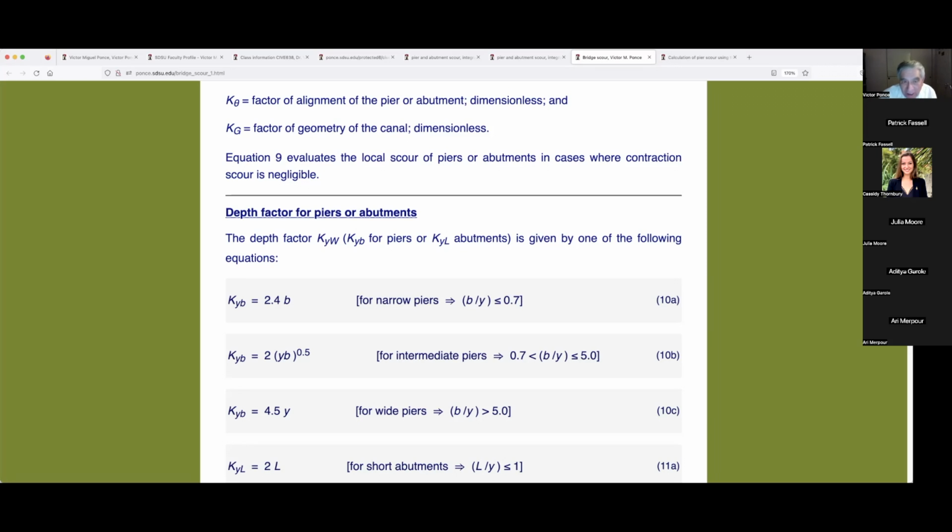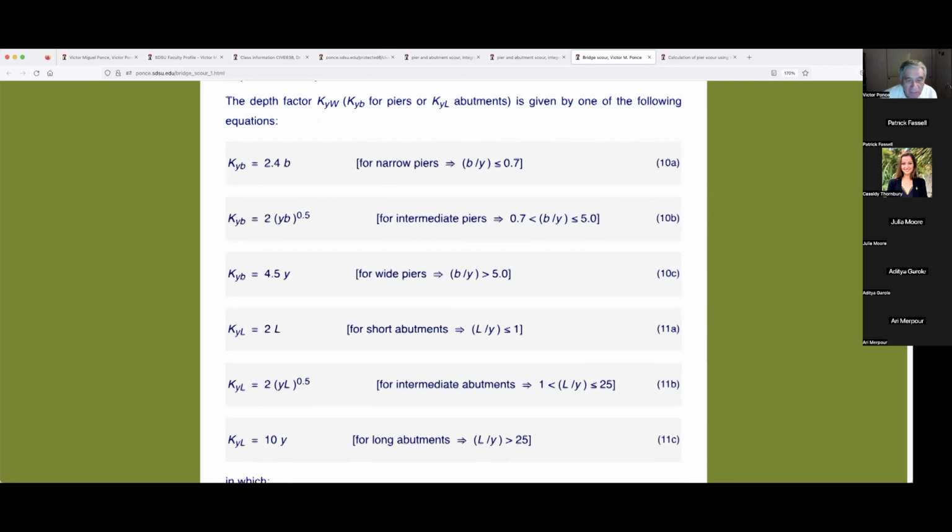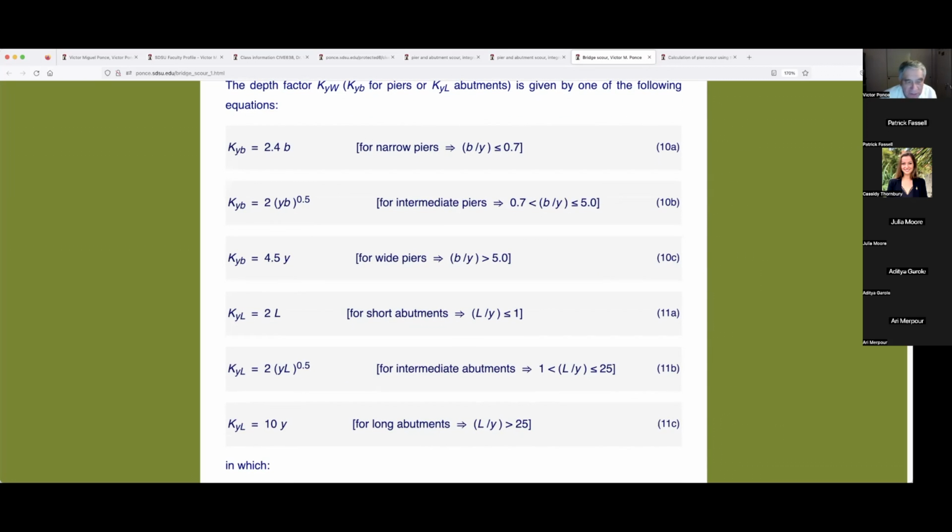Nobody will understand it. So I have to keep strict reliance on what he said in his paper that I have already shown you, given by one of the following equations. For narrow piers, for intermediate piers, for wide piers, case of YB, and for short abutments, for intermediate abutments, for long abutments, case of YL.